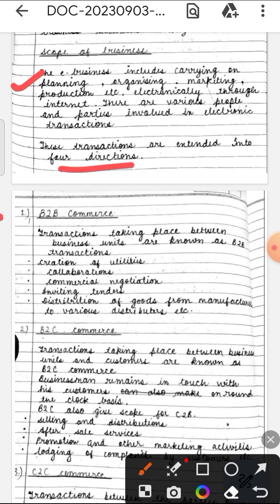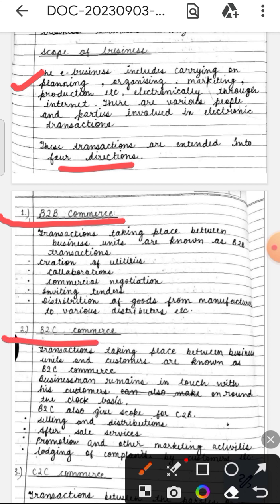The first one is B2B commerce, in which B stands for business and the other B also stands for business. That means here transactions are taking place between business units, which is known as B2B commerce. For example, a business inviting another business for tender purposes, for any business purposes.